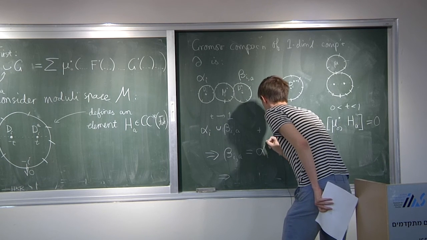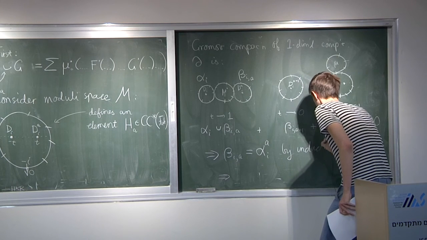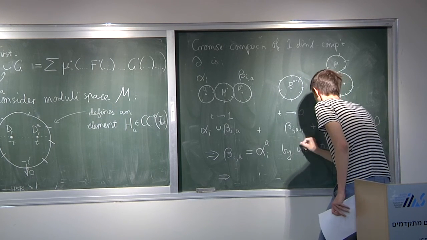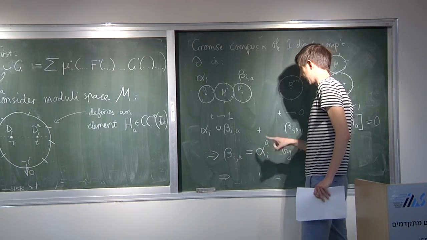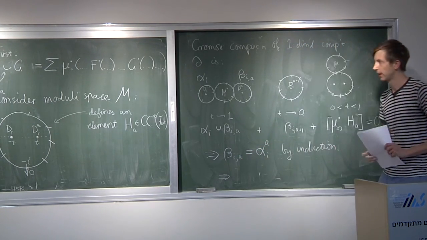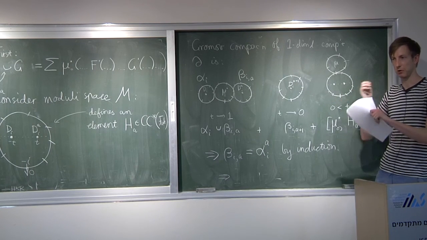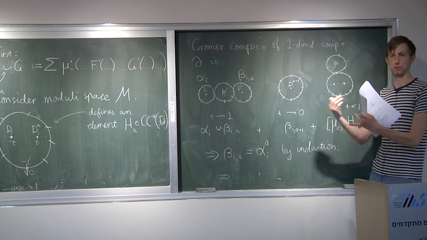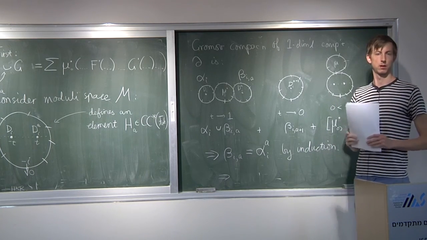Which means, by induction, that beta I,a is the a-th power of alpha I. So this completes the proof of that proposition, and therefore that our Lagrangian fits in that sort of recognition principle I stated at the start. Okay, I'll stop there.